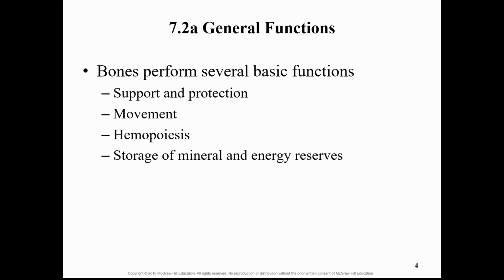For instance, your rib cage protects your thoracic organs, your heart and your liver and your lungs. Bones allow for movement. We use our bones for hematopoiesis, which is making new blood cells, and we use bones to store minerals and energy.